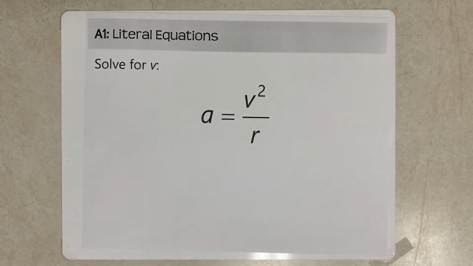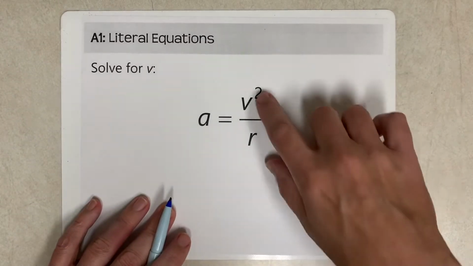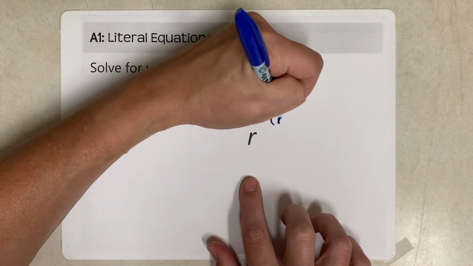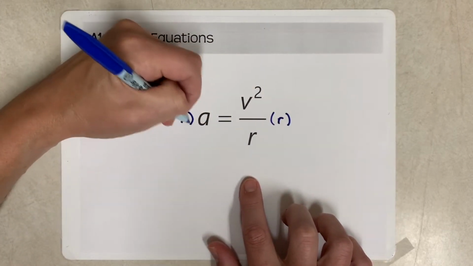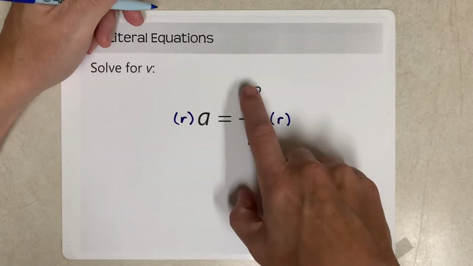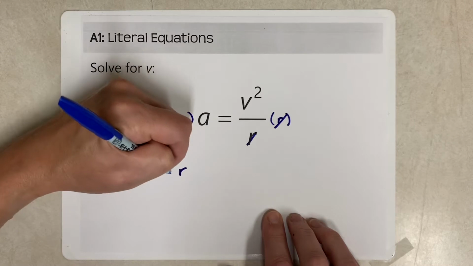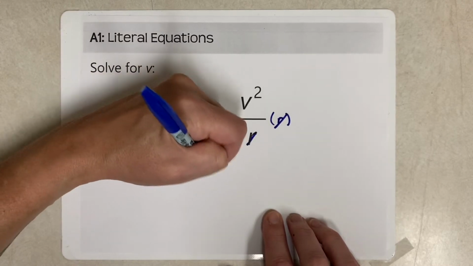Okay, this time they're asking me to solve for v, and it's v squared actually, so I do need to get rid of the r first. So I'm going to get rid of the r. I can't move the v around because it's in the numerator. So those r's are going to cancel, and I get r times a. Ar is equal to v squared.